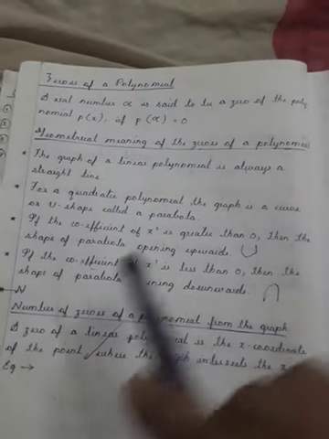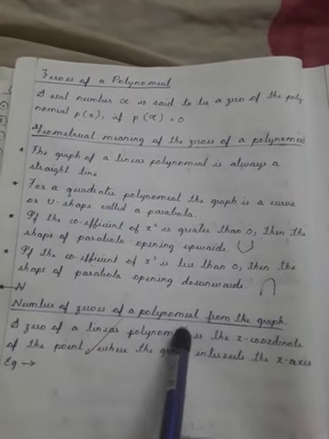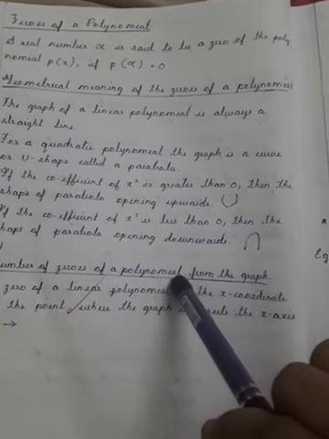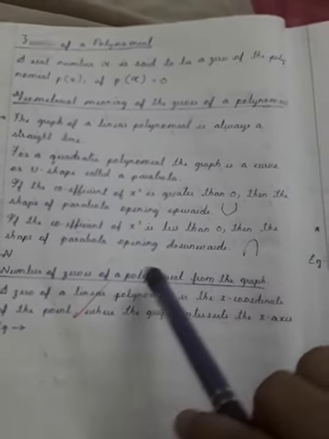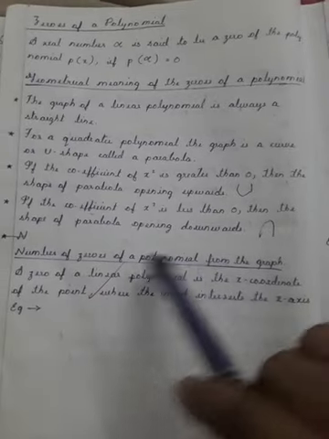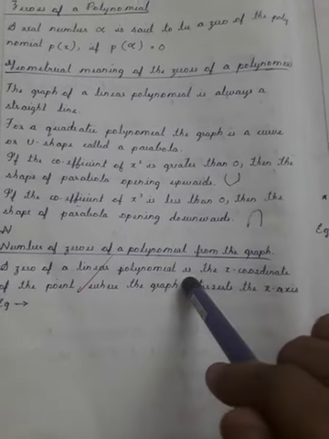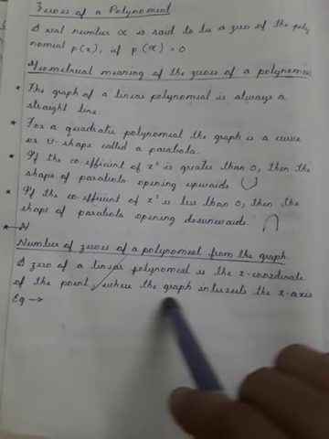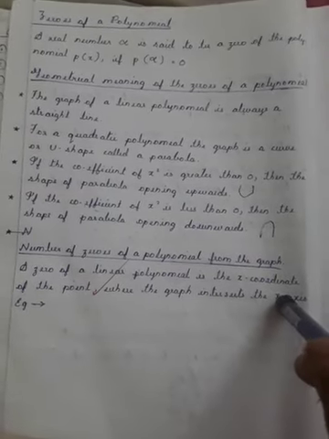Okay. Then how can we find the number of zeros of a polynomial from the graph? Without getting the polynomial, from the graph, how can we find the number of zeros? A zero of a linear polynomial is the x coordinate of the point where the graph intersects the x-axis.